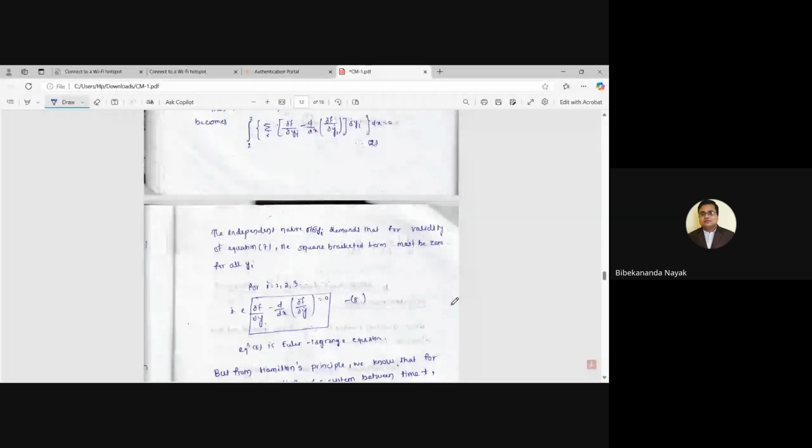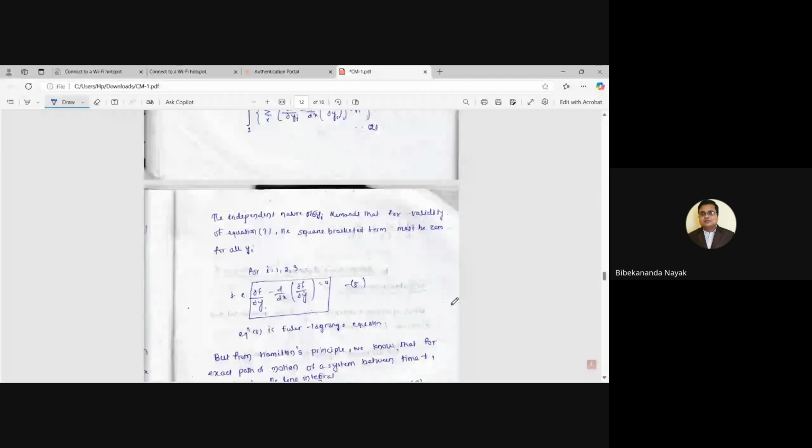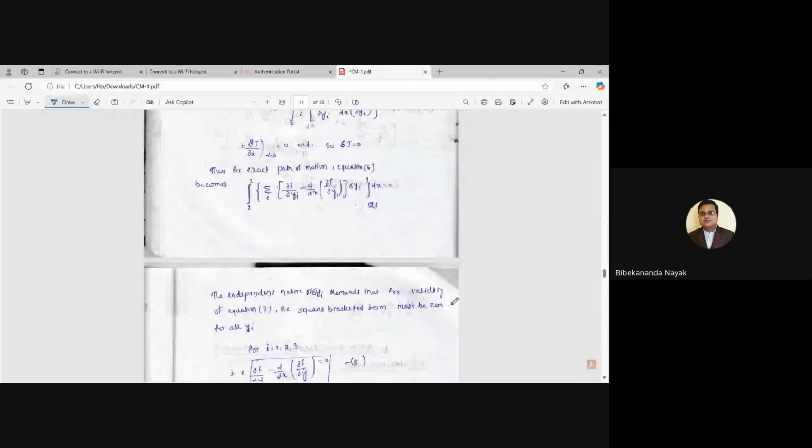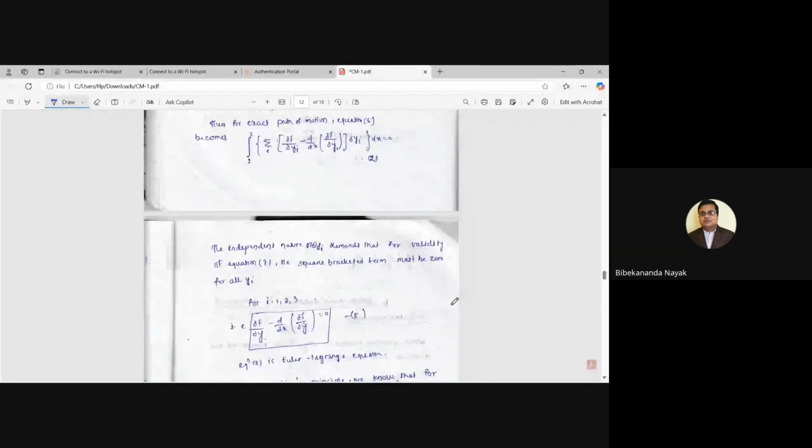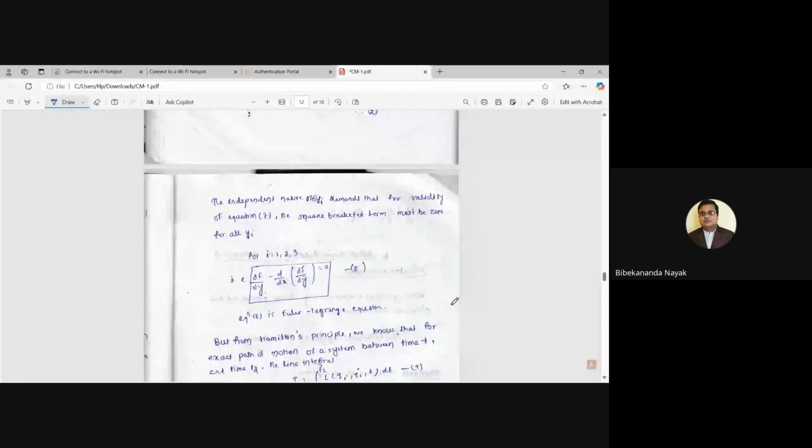There are few examples. So what we learn here: if the integration of f dx from x1 to x2 is 0, then a condition comes: del f by del y minus d by dx of del f by del y dot is equal to 0. We can use this condition to solve many problems. But the simplest problem is, the dimension of this action term, the action term of dimension is L dt. Lagrangian into time, which is nothing but Planck's constant.